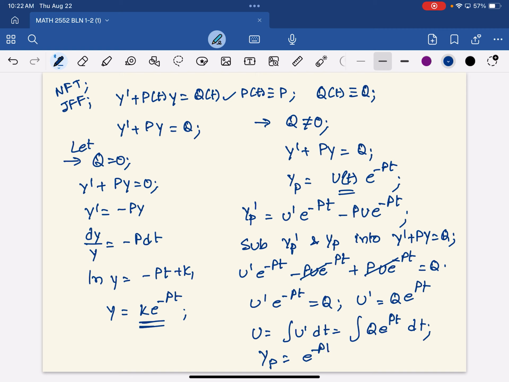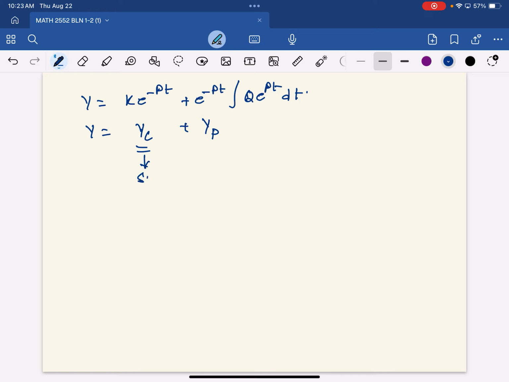So e to the negative pt integral q times e to the pt dt. Right? Do you agree with me on that? So that's what is my particular solution. Do you agree with me on that? Now they're going to pull something amazing. Amazing for me, hopefully it is amazing for you as well. So let's see what it is.